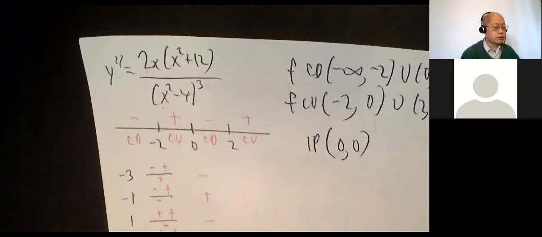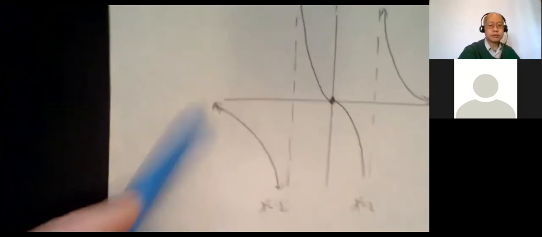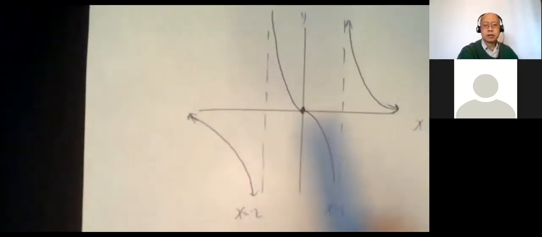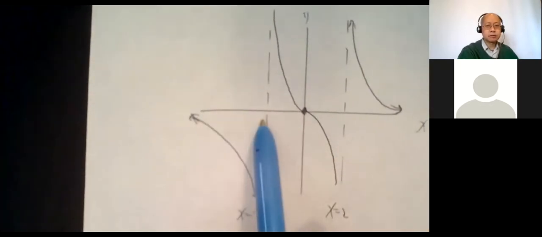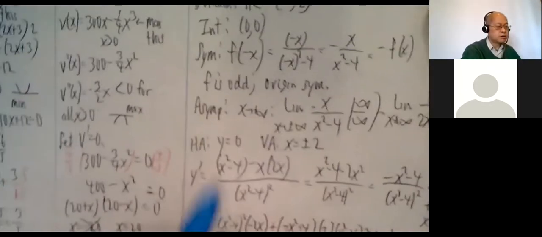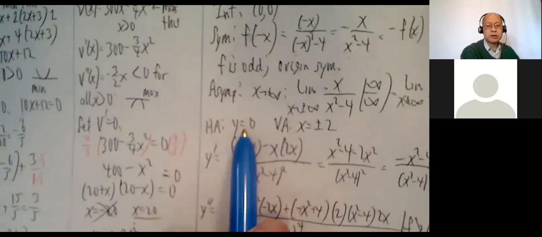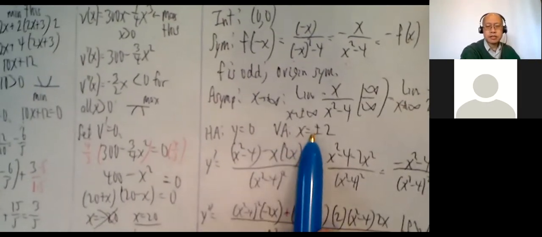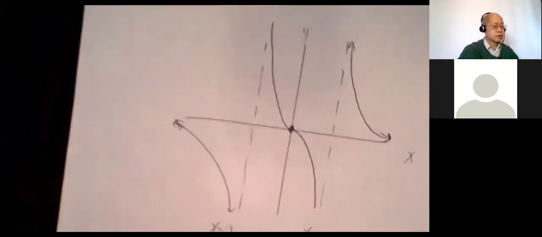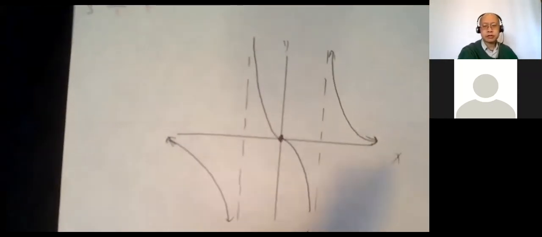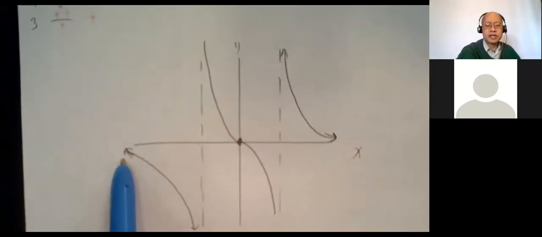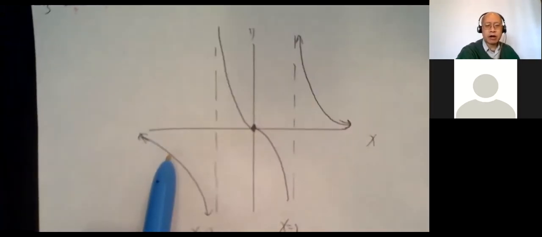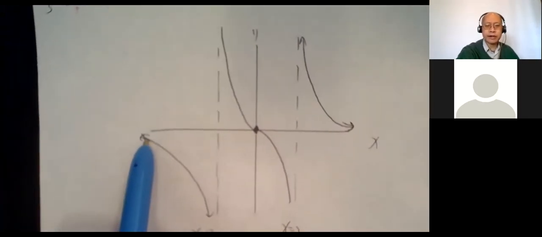All right, so I'm ready for the whole graph. So here we go. The x-axis is an asymptote. Horizontal asymptote, y is 0, same as the x-axis. Vertical asymptotes, x is plus or minus 2. The only intercept is the origin. It's always decreasing, right? Anywhere you pick a point on the graph, you're going down. The roller coaster is always going down.